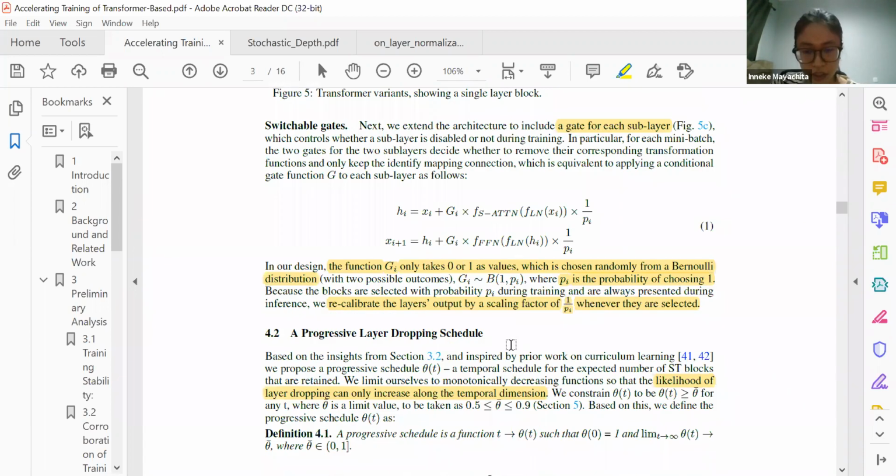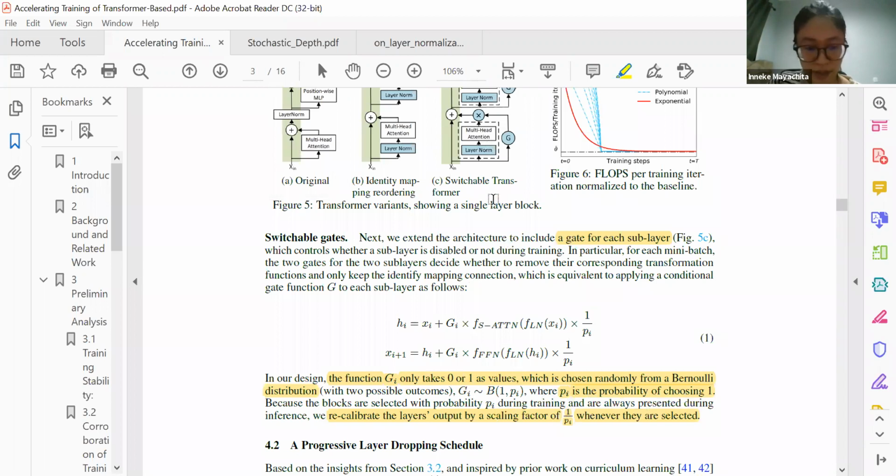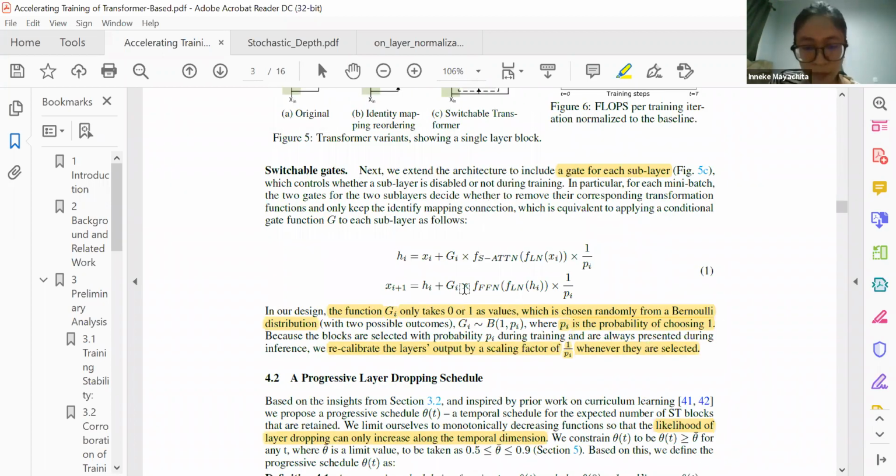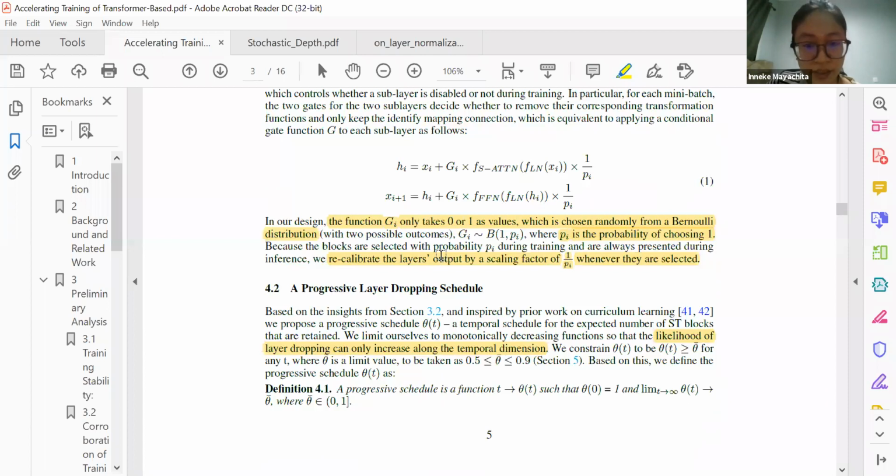Okay, and here we also see how we find G: it is a Bernoulli random variable where P is the probability of retaining that layer, the same idea as stochastic depth. Later during inference time, we scale the model back with the scaling factor 1 over P, because we want to use the full model for inference.